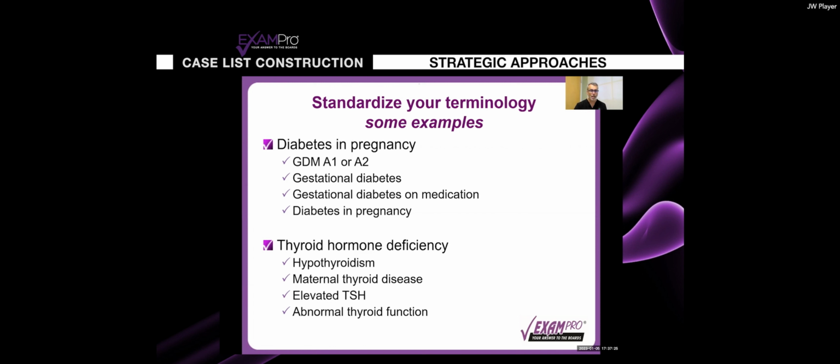Standardize your terminology. Thyroid hormone deficiency is another example where you could call this hypothyroidism, which is what I would call this. But you could say maternal thyroid disease or elevated TSH or abnormal thyroid function. The key here is if you're talking about the exact same thing, if you have two patients who both meet the criteria for hypothyroidism, and you're not trying to distinguish a clinical condition that caused it, you just say hypothyroidism and call them both hypothyroidism.